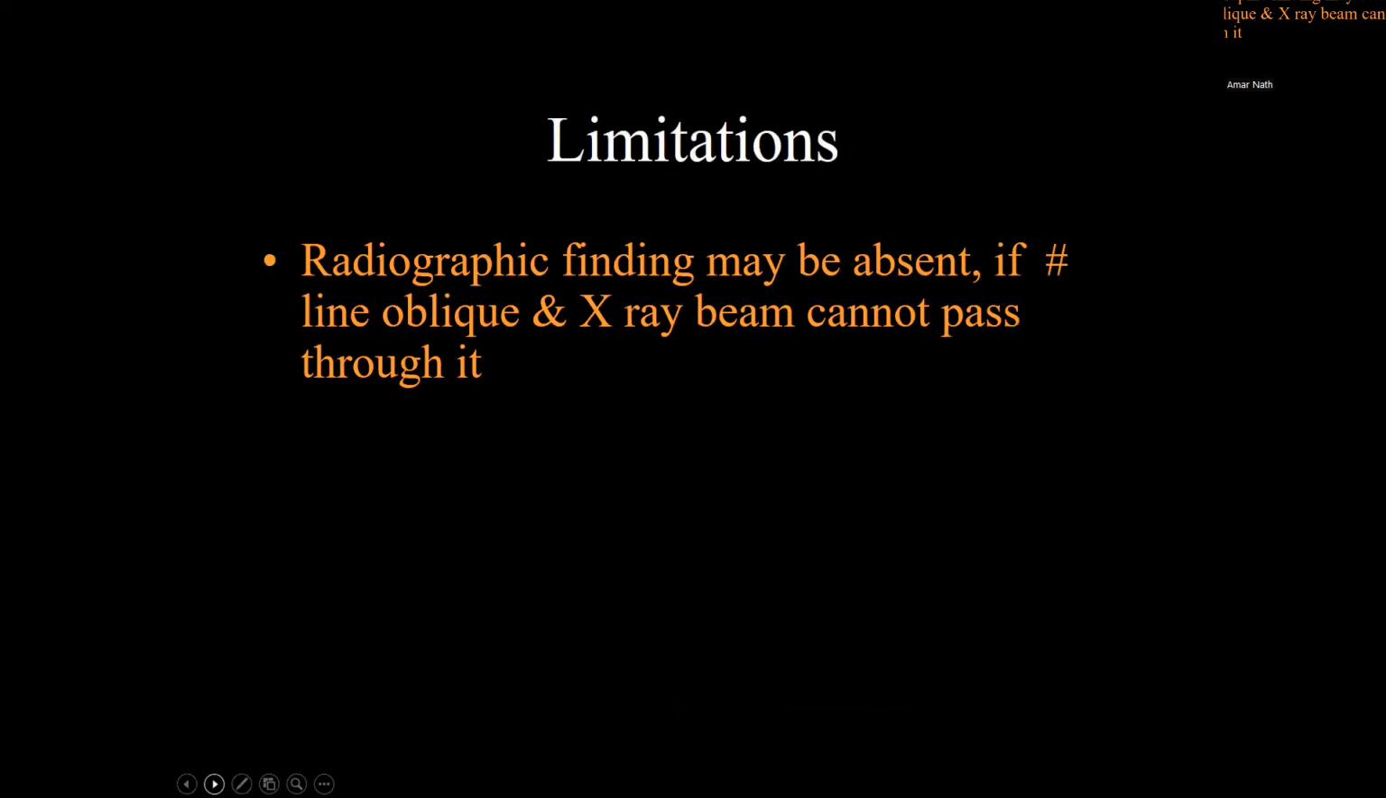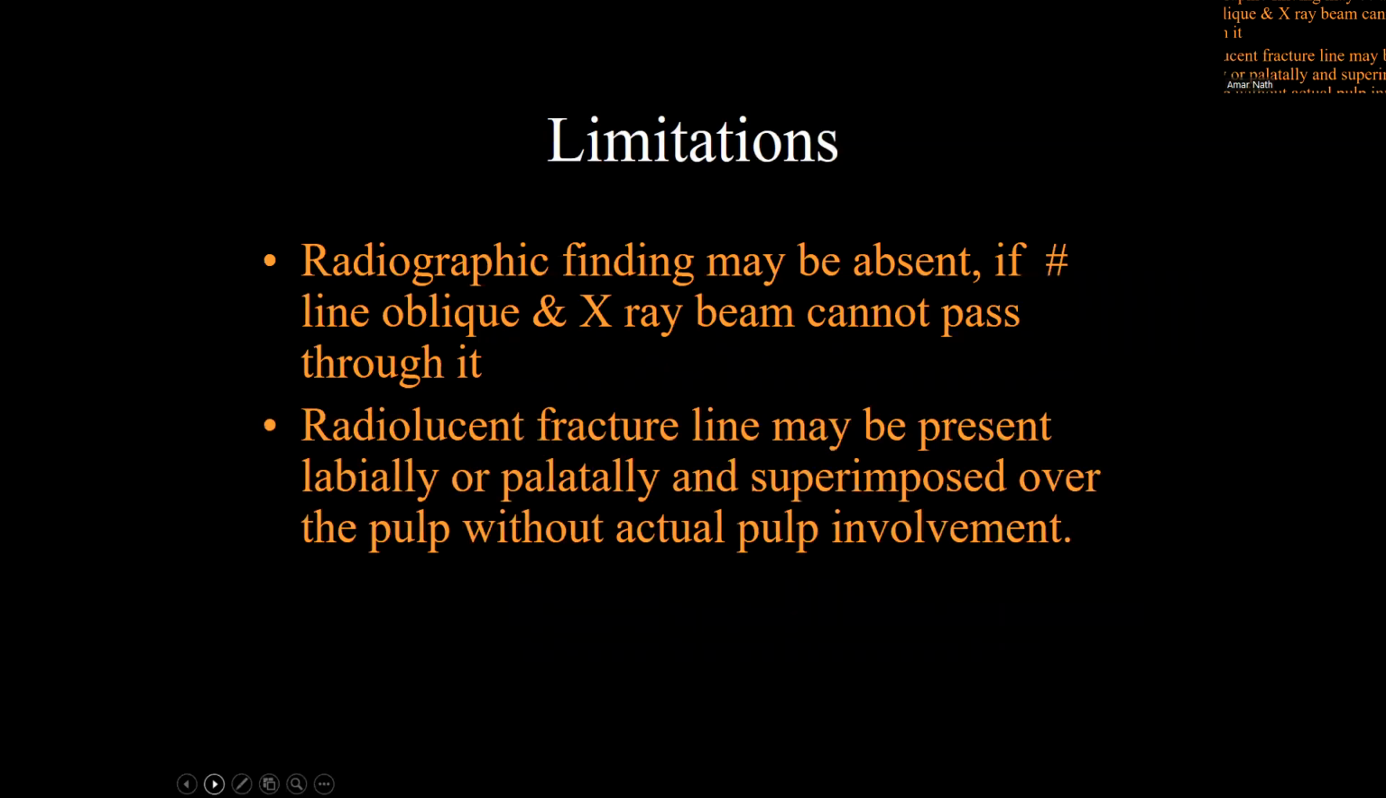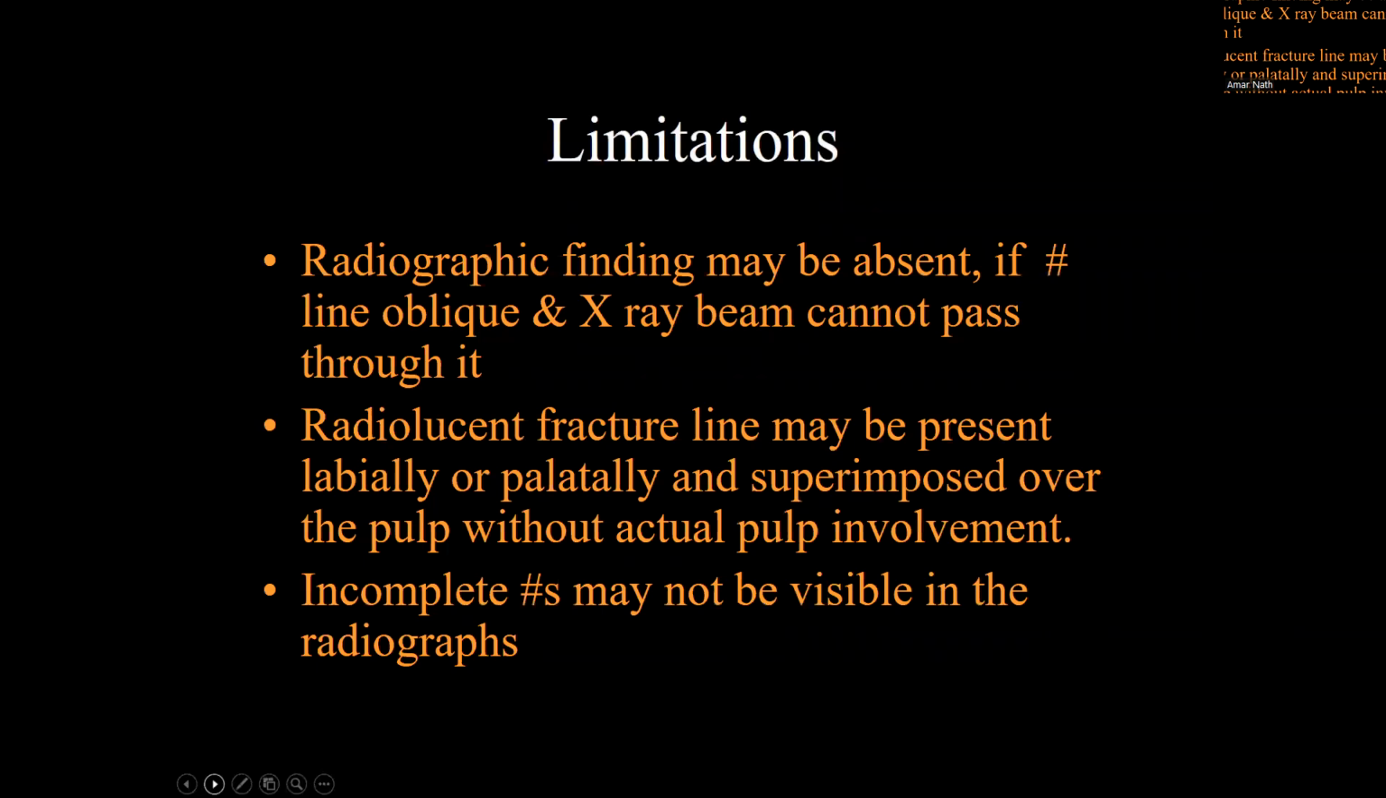What are the limitations? The radiographic finding may be absent, because if the fracture line is oblique and the X-ray beam cannot pass through it, you won't be able to see the fracture line. If the radiolucent fracture line is present labially or palatally and superimposed over the pulp without actual pulp involvement, then also the fracture line is difficult to trace. Incomplete fractures may not be visible in the radiographs.